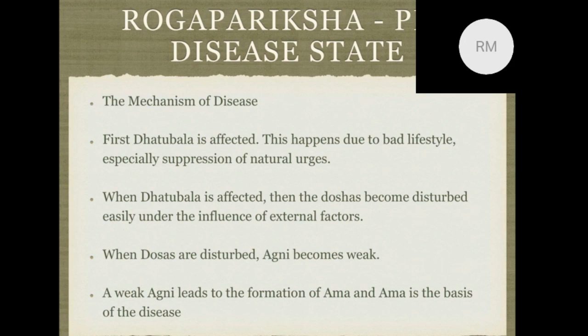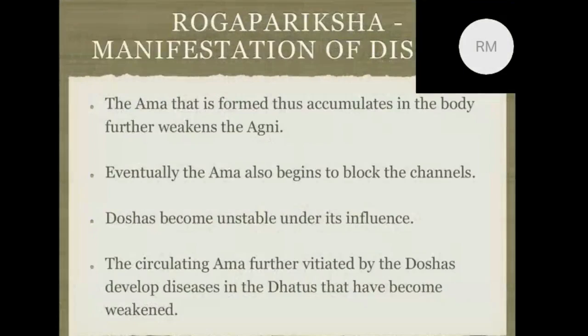So when we study the disease, this is how we understand it in Ayurveda. This is a general sequence of study for all diseases. So the Ama that is formed accumulates in the body and then further weakens the Agni. And eventually the Ama begins to block the channels, and doshas become unstable. The Amas join together, and they damage dhatus which are already weakened, and that's the disease process.